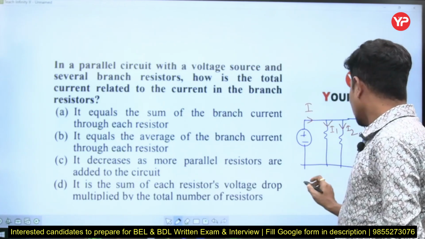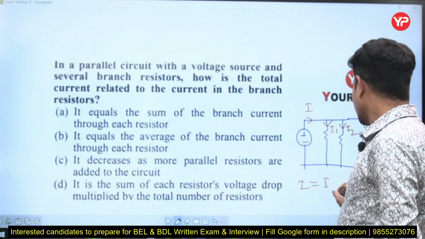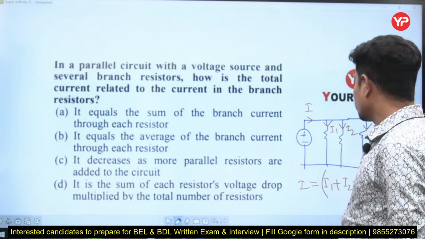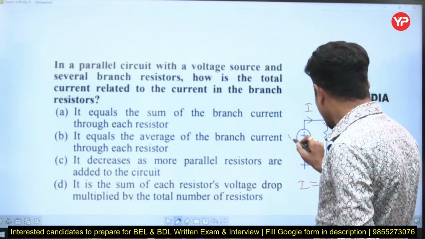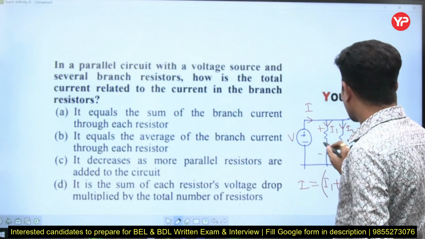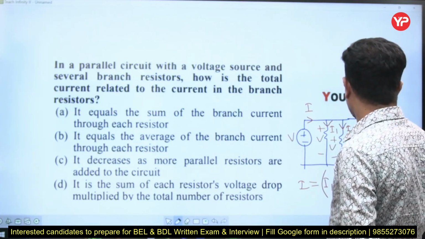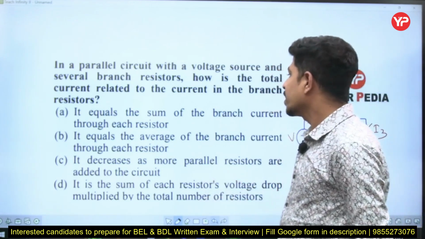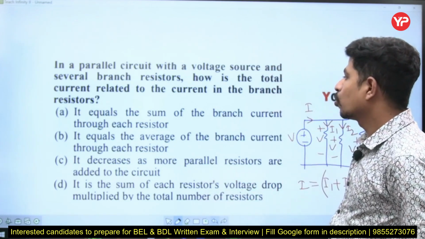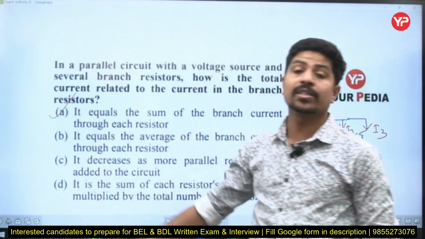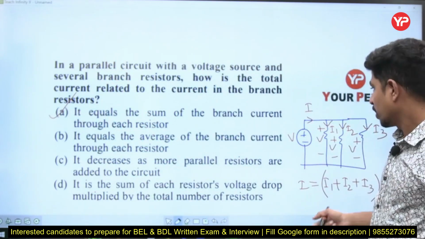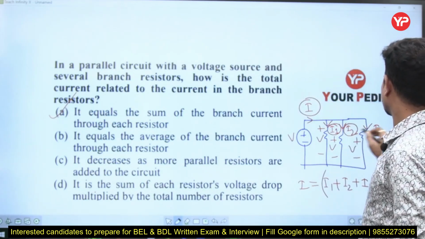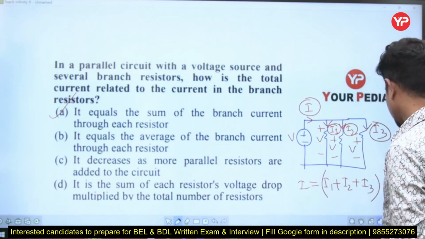That is very simple, sir. I is equal to what? I1 plus I2 plus I3, right? If this voltage is V, this is also V. Why? All are in parallel. Now read the options. It equals the sum of the branch currents through each resistor. Yes, option A itself is correct. This total current is equal to the sum of the currents through the branch resistors, right? Option A itself is correct.